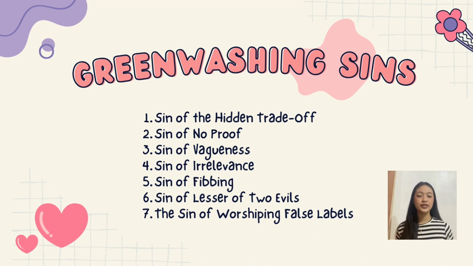One example of the sin of vagueness is the use of paper bags, cups, and other packaging and capitalize the term biodegradable to improve company image. Fourth, sin of irrelevance could be products claiming to be CFC-free even though CFCs were banned 20 years ago. Fifth, sin of fibbing could be products falsely claiming to be certified by an internationally recognized environmental standard such as Ecologo, Energy Star, or Green Seal. One example of the sin of lesser of two evils is the organic cigarettes or environmentally friendly pesticides.